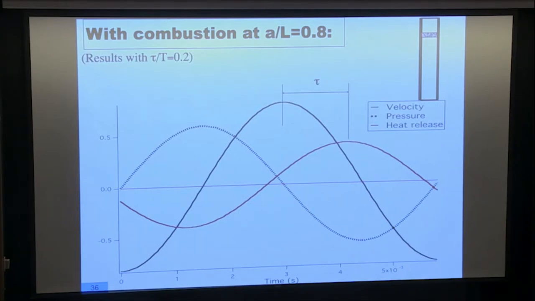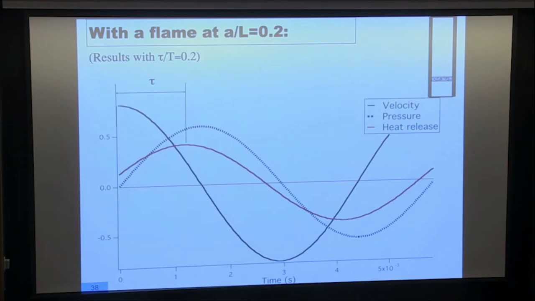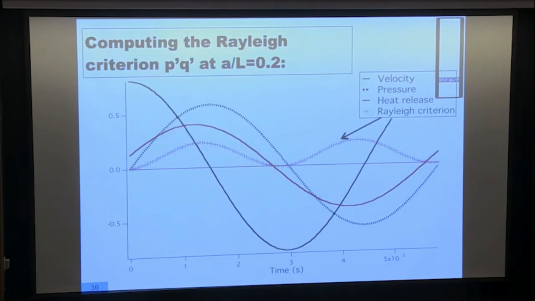Okay. You see that here it's not really. The good way to check that is to actually multiply pressure by heat release. And if you do that, you obtain this curve, and you see that they are never in phase. That means the product of the two is always negative, which means that this will be a stable case. Okay? Now, if you take the flame and instead of putting it at A over L equal 0.8, that means in the top half, you bring it to the lower half, which is 0.2, this is what you obtain now. The velocity is here, the heat release is the red curve, and you see that now heat release and pressure, unfortunately, are quite in phase, or not far from it, so that the product P prime Q prime is actually positive. And so this case will be unstable.